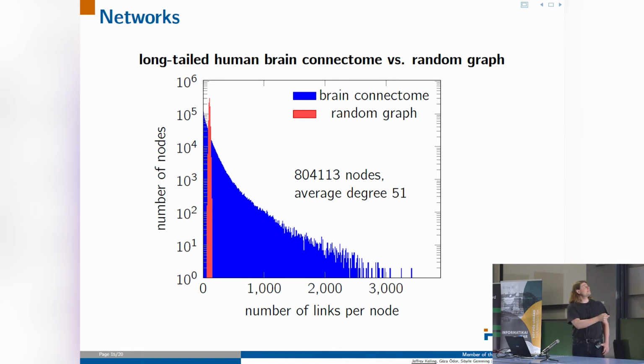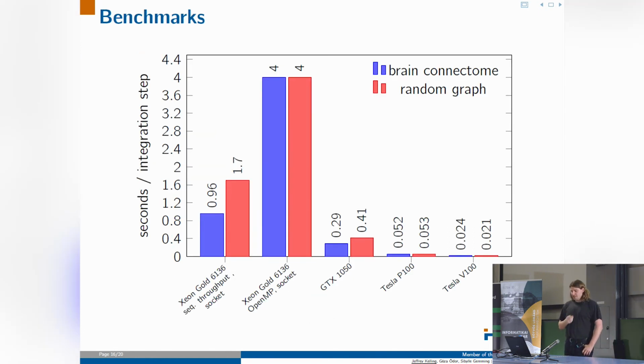So you could think that this one, actually the red one, looks a bit more friendly, because load balancing is not so bad. You have this pretty narrow distribution of numbers of nodes, so you don't have some warps waiting for others for 3,000 steps in your sum. This is the performance of this. Again, the blue one is the connectome and the red one is the random graph.